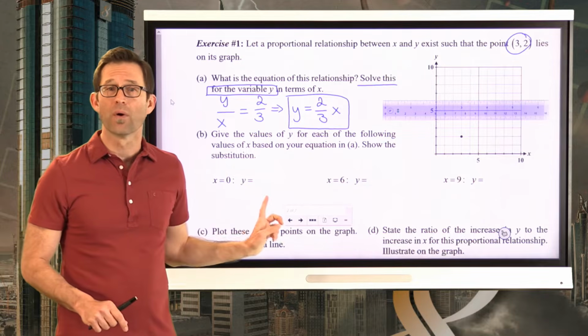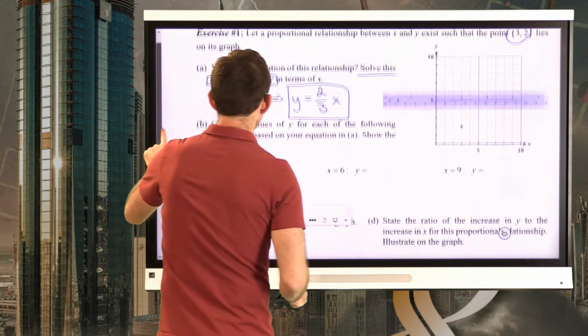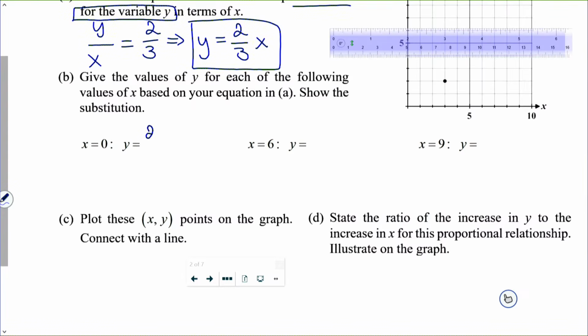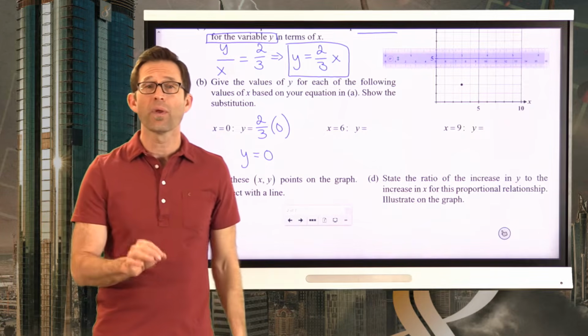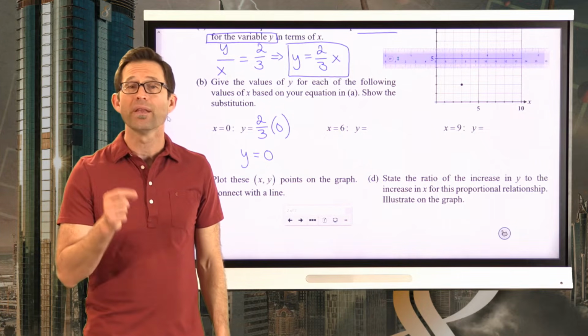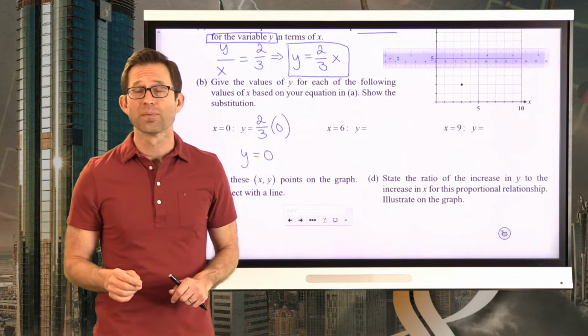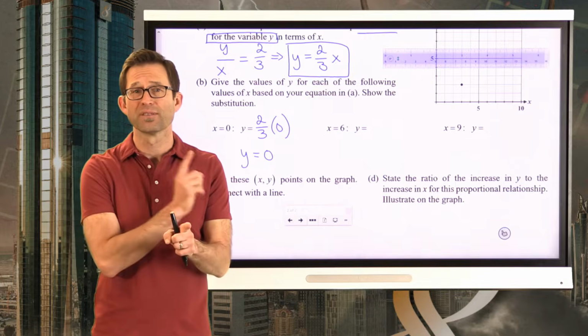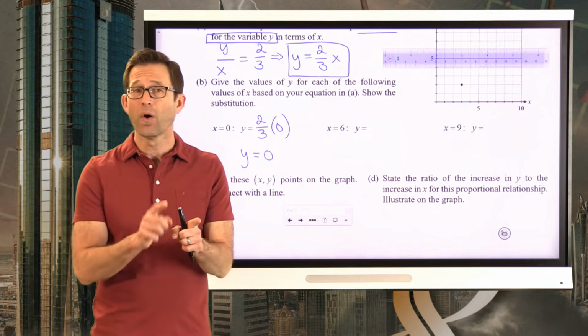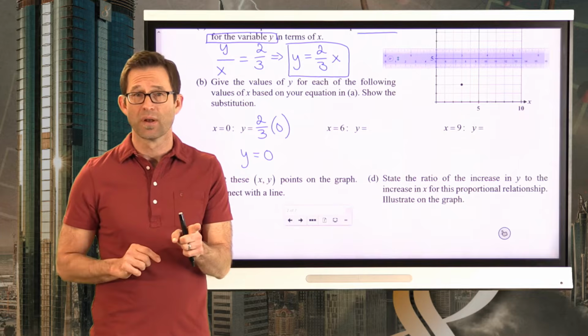When x is equal to 0, what's y equal to? Well, I'll use the equation, although it's a little silly. y will be 2/3 times 0. And 0 has this fantastic property that when you multiply any number by 0, you simply get 0. So when x is equal to 0, y is equal to 0. And anytime we have a proportional relationship, the point 0, 0 lies on that relationship, because proportional relationships are always y equals a number times x. So if x is 0, it doesn't matter what the number is, y is also going to be 0.